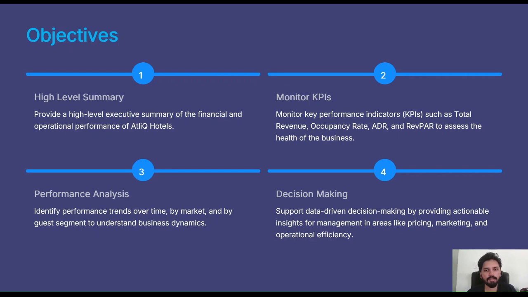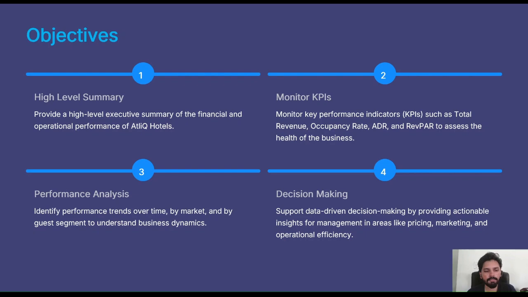High-level summary. The objective of this analysis is to provide a high-level summary of both financial and operational performance of AtliQ hotels. Monitor KPIs. We will monitor some of the major KPIs of AtliQ Grands, such as total revenue, occupancy rate, ADR, average daily revenue, and RevPAR, which stands for revenue per available room, to assess the health of the business.